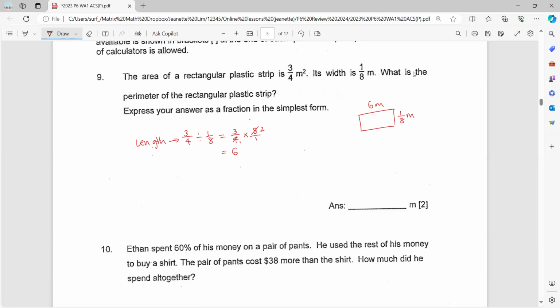How do you find the perimeter? 2 times 6 meters, 2 times 1/8 meter. So 6 plus 6 plus 1/8 plus 1/8, which is 12 and 2/8. Give it in the simplest form, this is 12 and 1/4. Okay, so 12 and 1/4 meters.